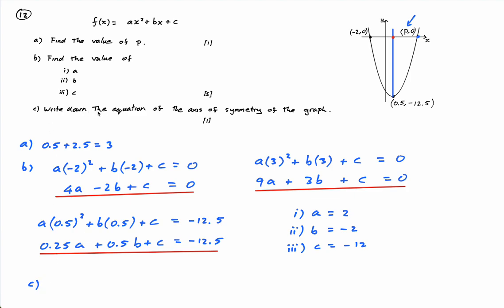Okay, and then finally, part C, this is only worth 1 mark, but be very, very careful. Write down the equation of the axis of symmetry of the graph. Now, I've already shown you the line. This is the axis of symmetry. The equation, it's a vertical line. The equation is x equals 0.5. That's it. Do not write down 0.5. If you write down 0.5, you'll get no marks. You have to write the equation x equals 0.5 because that is what makes it a line.